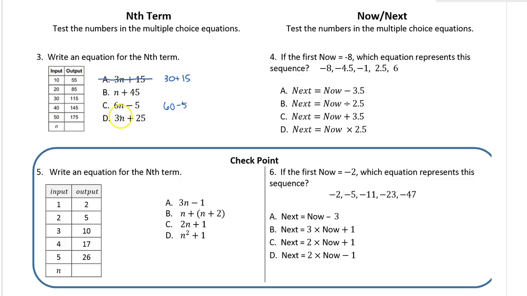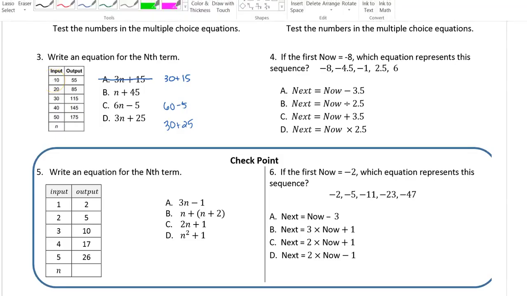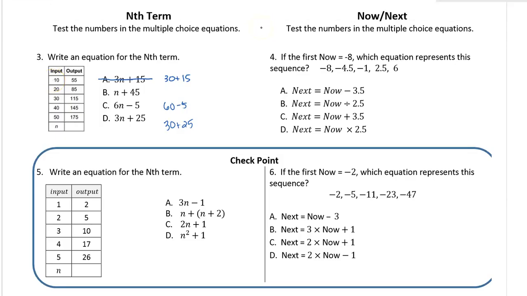Let's plug in 10 here. 3 times 10 is 30, plus 25 is 55. So all 3 of these work if the input is 10. But now, let's see what happens when the input is not 10. Instead, let's use an input of 20. So our output should be 85.